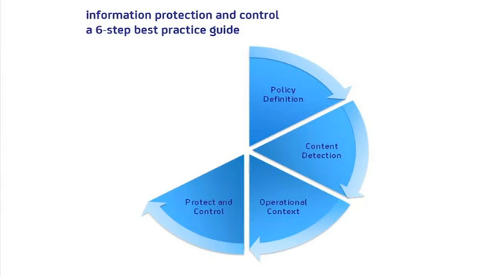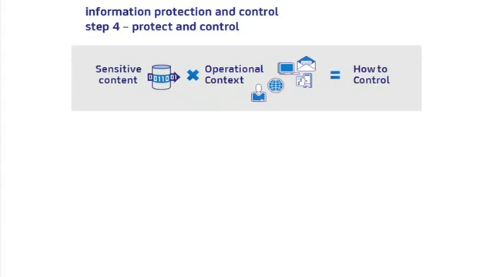We'll now discuss the next step in the process, protection and control. By understanding the sensitive content within your environment and the operational context that surrounds this data, you can now effectively control it. Essentially what you have is content times context equals your risk level, and now you can prioritize your controls. By previously prioritizing enforcement based on the known risk within your business, you can now take the following actions.